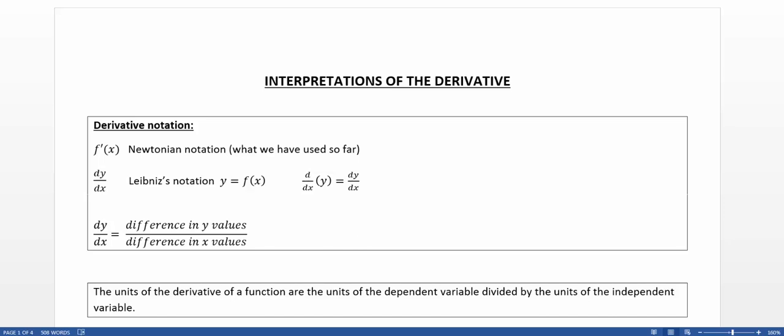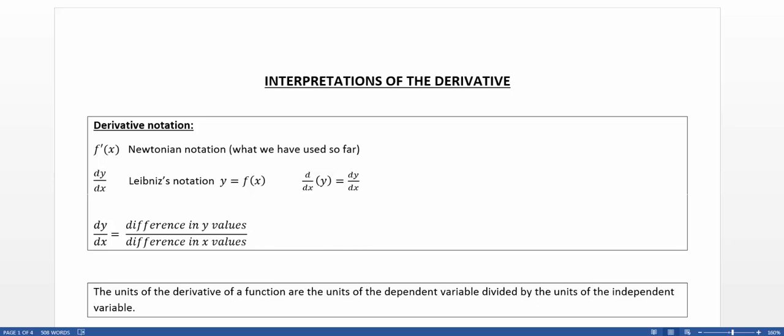Interpretations of the derivative. So now that we've spent a bit of time talking about how we compute the derivative, it's really important that we understand the inner workings of what's happening on a small scale when we approximate. Additionally, we need to make sure we understand what the units of the derivative are when we're calculating such things.